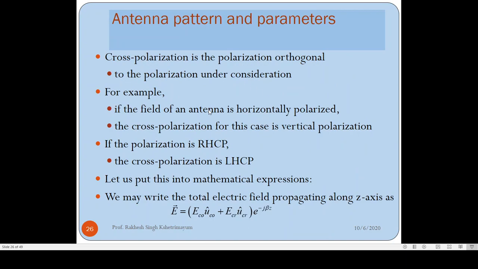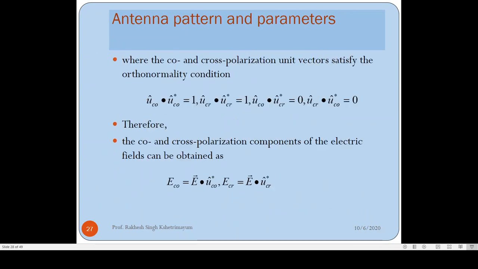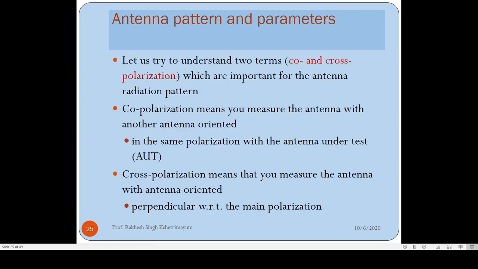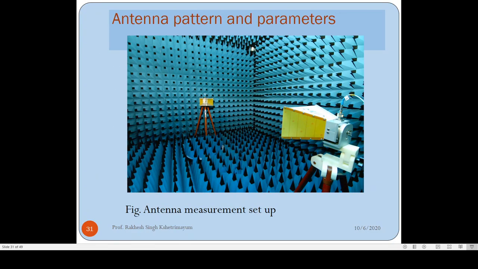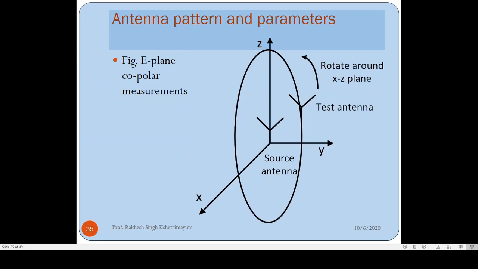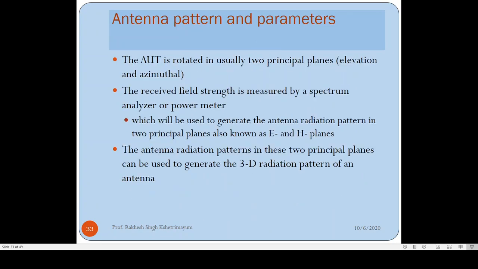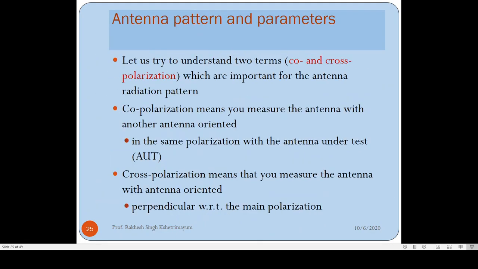So let's take one simple example. Let's say I want to measure the field of an antenna which is horizontally polarized. So the electric field is in the horizontal plane. Horizontally polarized means the electric field is confined in the horizontal plane. Basically, when you measure the antenna, you have two antennas. So we'll come to this later on. Let us try to understand what is copolarization and cross polarization. I will discuss it in detail later on, but I will just define it now.